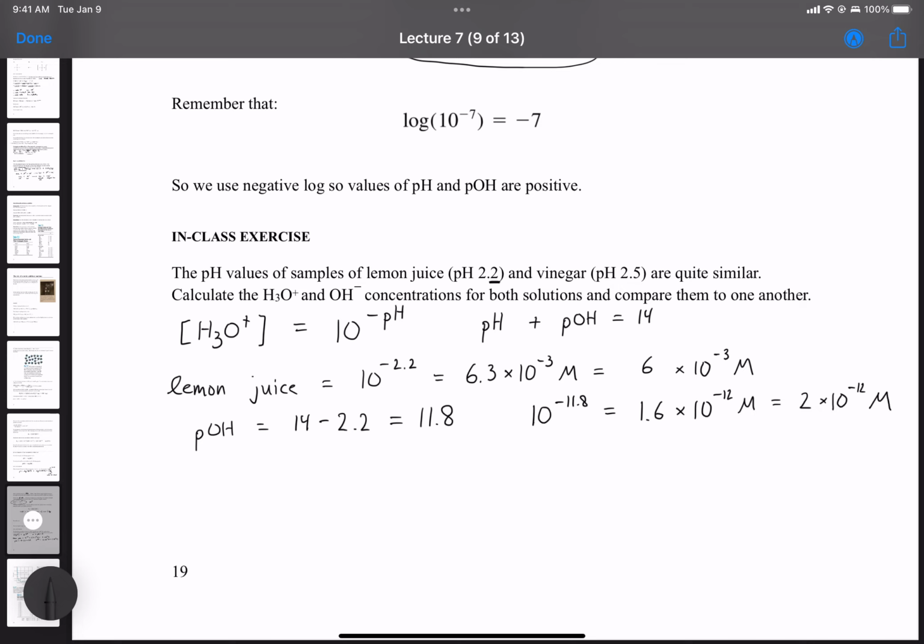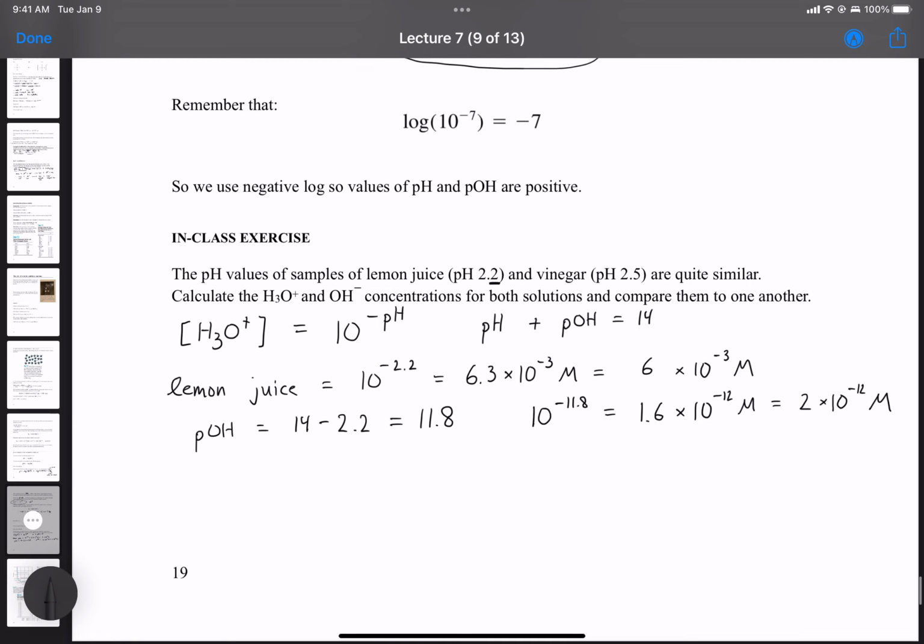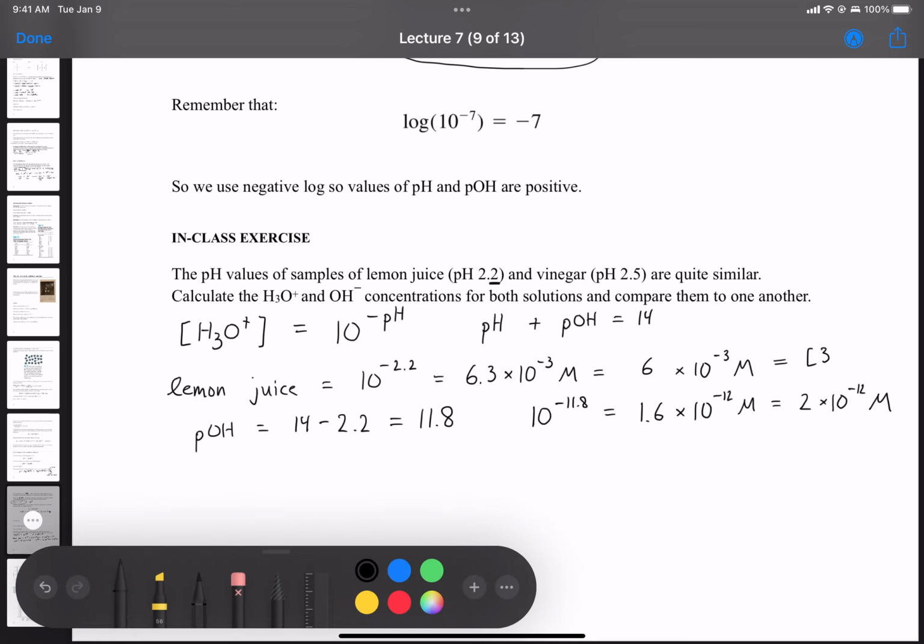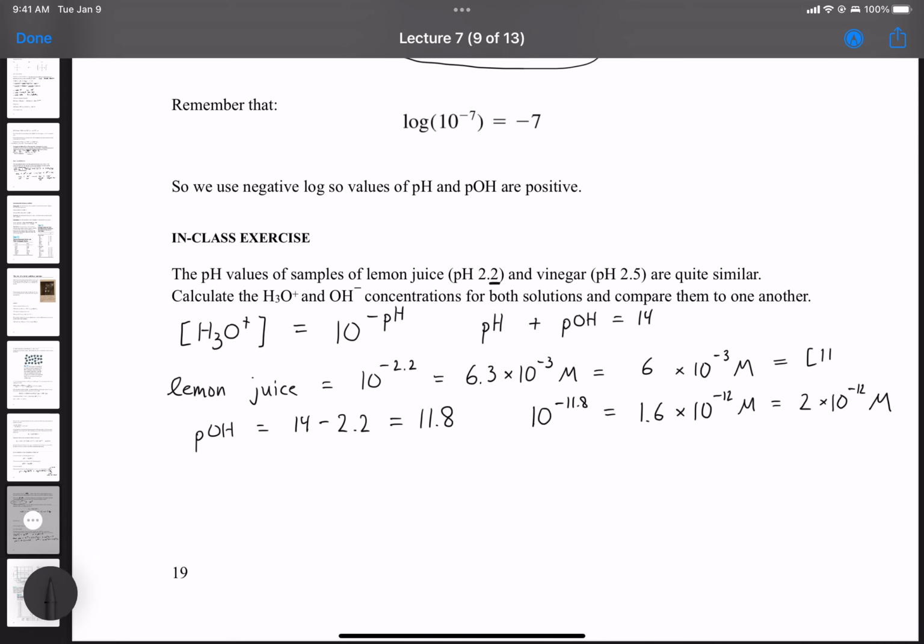Okay, like that. So you see here the concentration of the H3O+ is a lot higher than the OH-, and that indicates that we have a very acidic solution. So it makes sense that lemon juice is a very acidic solution. Okay, so here this will be H3O+. Oops, sorry, it's early. H3O+, and then this value here will be our OH- concentration.